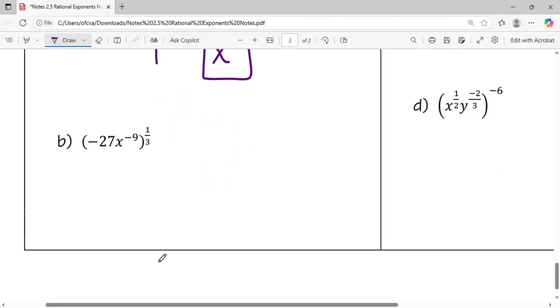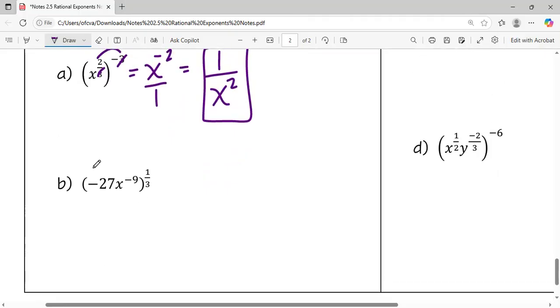Okay, when we take a look at this one, be very careful because students take a look at negative 27x to the negative 9 and the whole thing to the 1/3. So essentially it's the same rule as we just did. It's power of a power. But you tend to forget that negative 27 is its own base and it has a power of 1. Power of a power means multiply not the base by the power, but the power times the power. So this becomes negative 27 to the 1/3 and x to the negative 9 times 1/3, that becomes negative 3, x to the negative 3, right?